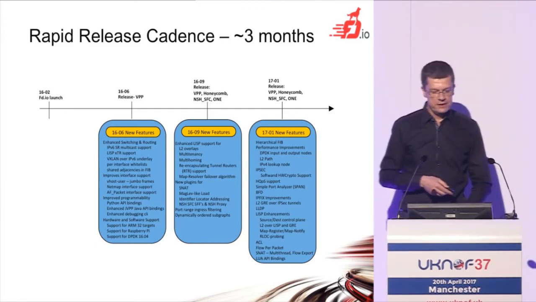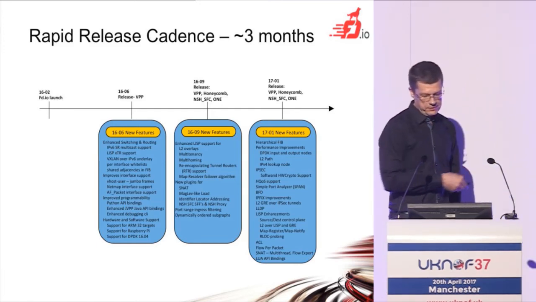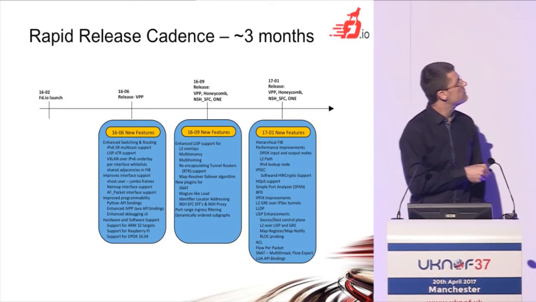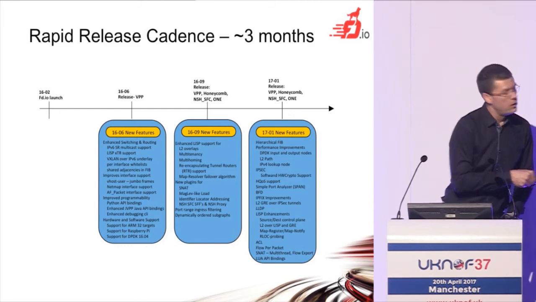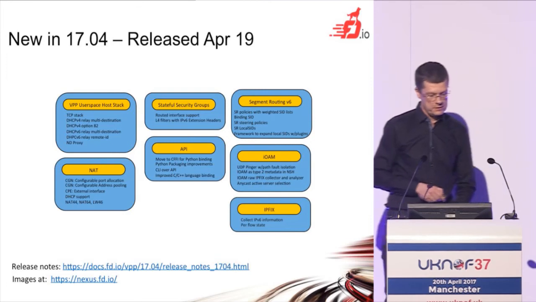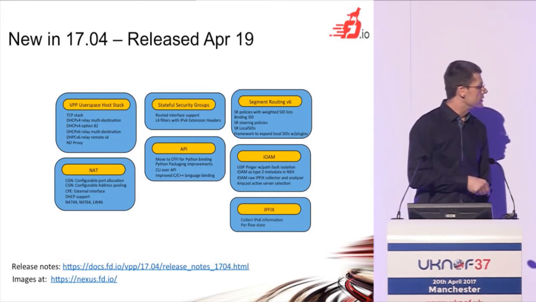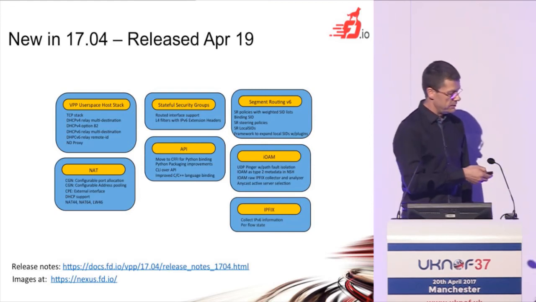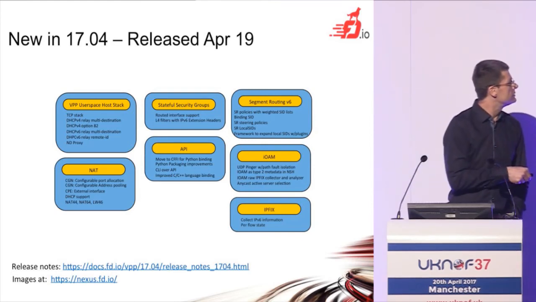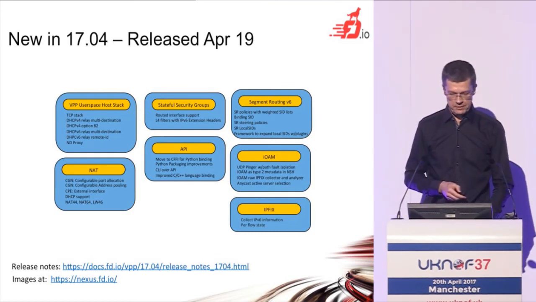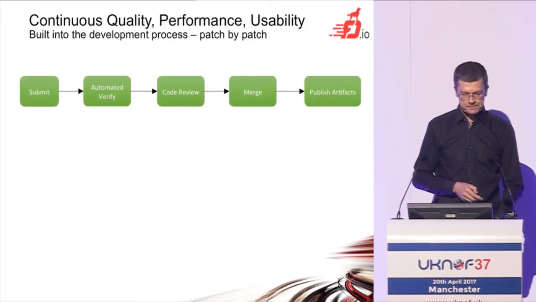The way that software is released is every 3 months, and you see some of the releases. 16.02 was the first one at launch, February. 16.09.01, and 17.04 actually happened yesterday, so I was updating the slides this morning. The release notes and images are available for downloading, and as you can see, we actually added quite a lot of features, including the latest CGNAT features written by the community.